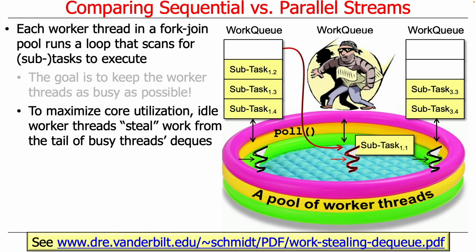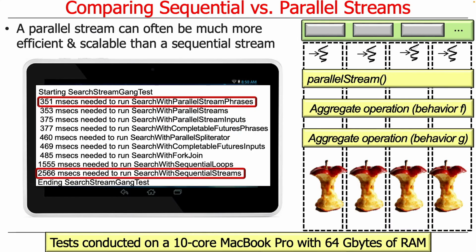So why do we do all this? What's the reason for this? Well, the reason is we can often get a speed-up, depending on various circumstances. As we'll see, a parallel stream can often be much more efficient and scalable than a plain old sequential stream. This particular example, which is something we may have a chance to look at later, is called the Search Stream Gang program.